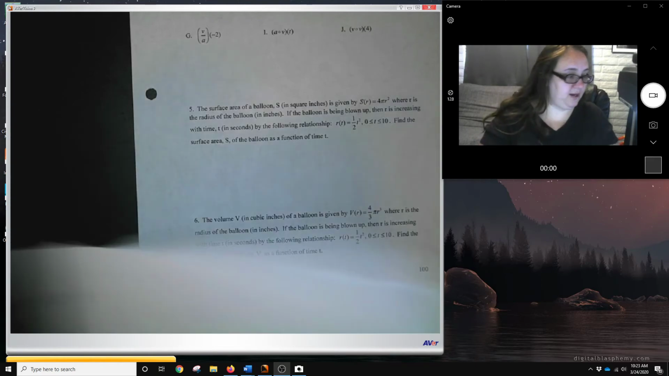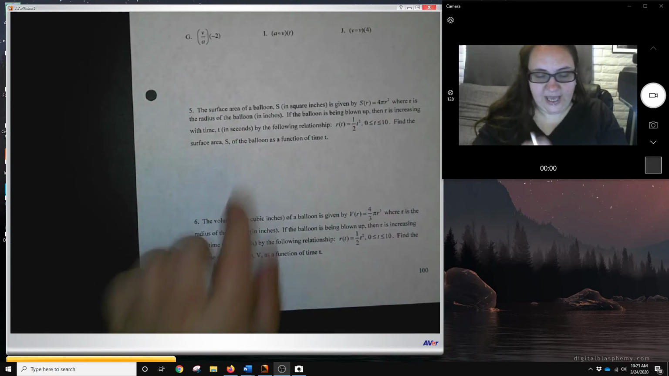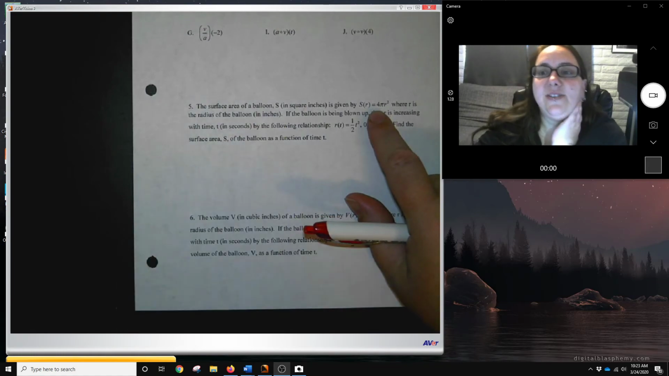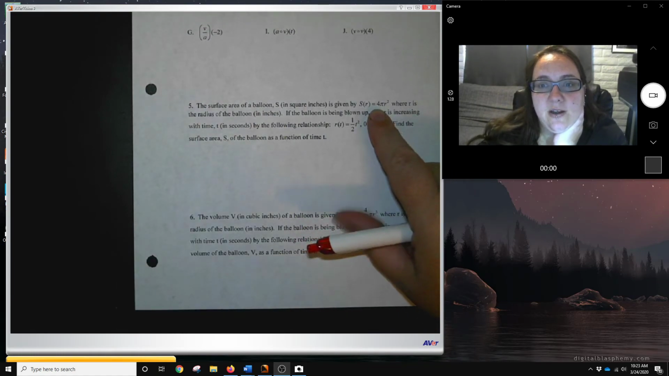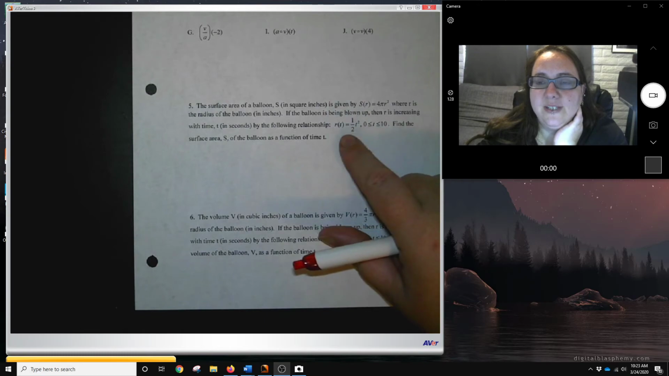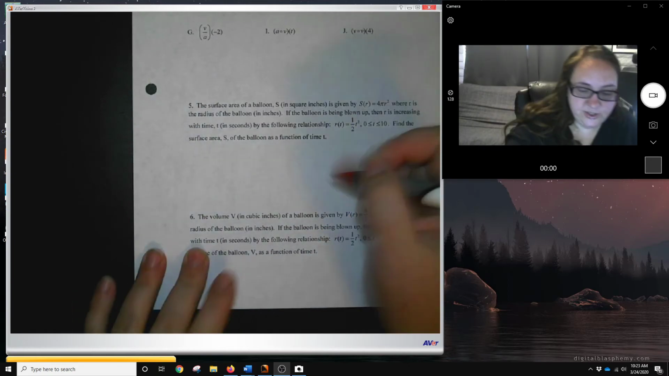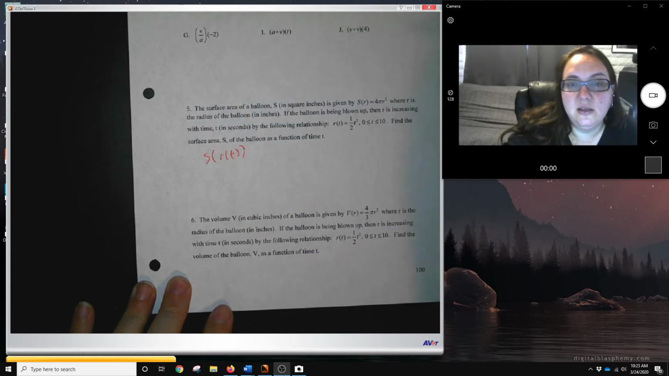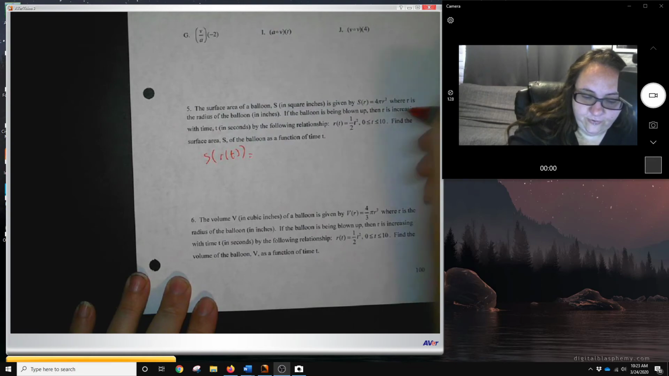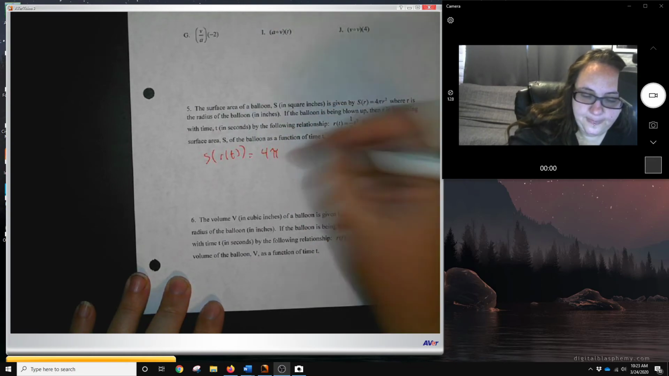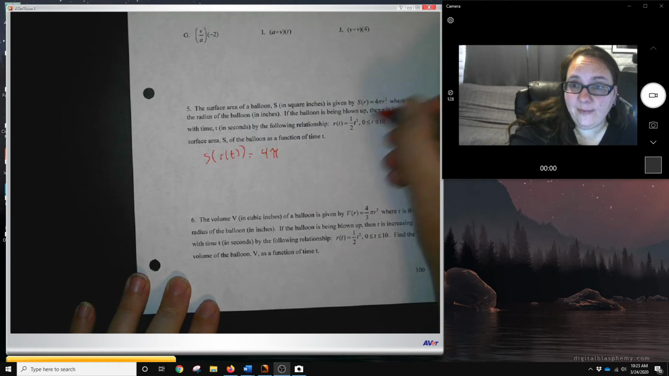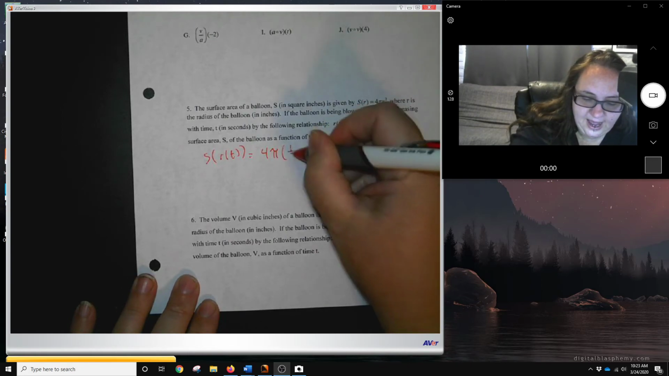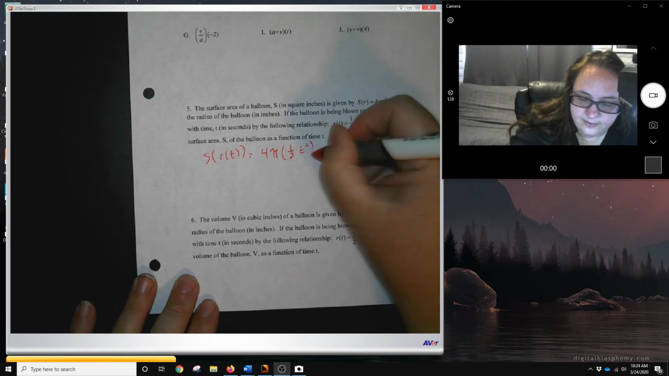Okay, so then for number 5, we have surface area. S of r equals 4 pi r squared, and then the balloon is increasing at a rate r of t is 1/2 t squared. We want to find the surface area as a function of time. So what it's asking me to do is do S of r of t, which would be 4 pi, and then instead of this r, I'm going to put this whole function. So 4 pi (1/2 t squared) squared.